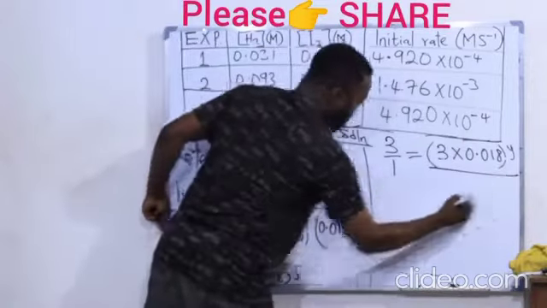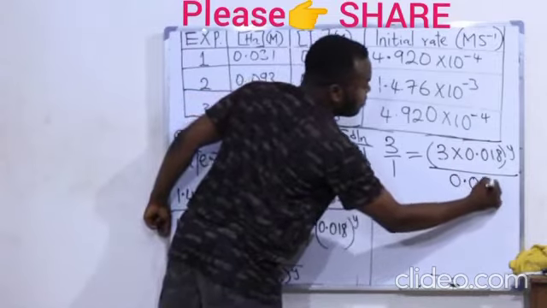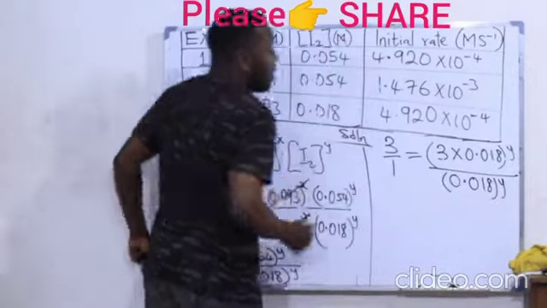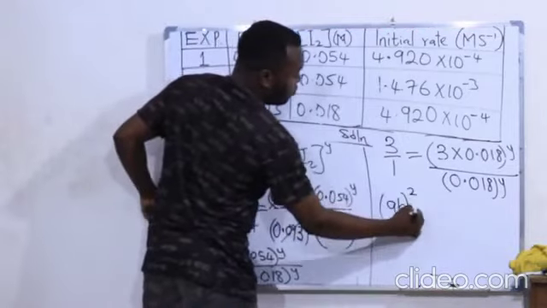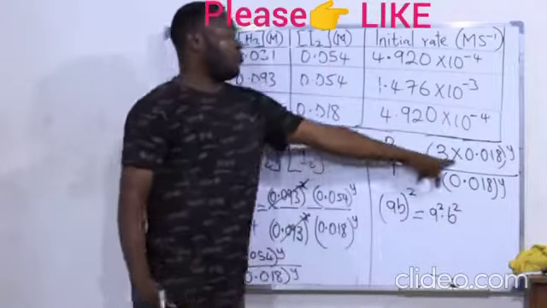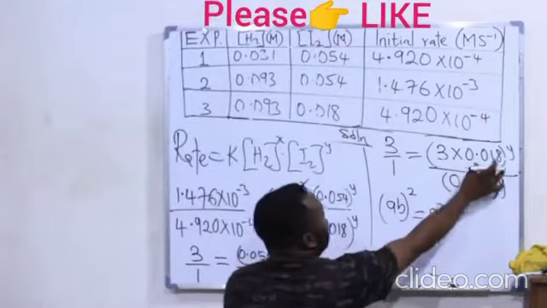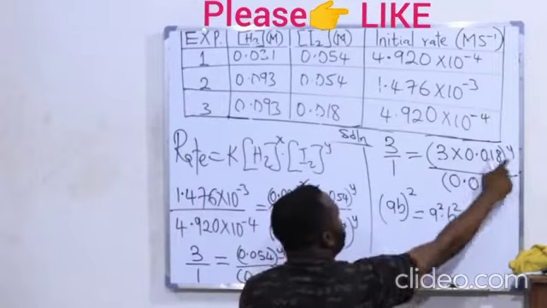Now divided by this one under here, 0.018 raised to the power of y. And according to indices, if I have AB raised to power 2, it is the same thing as A power 2 times B power 2. So I'm going to open these brackets. I have 3 and this. If I open up, I will have 3 power y times 0.018 power y.